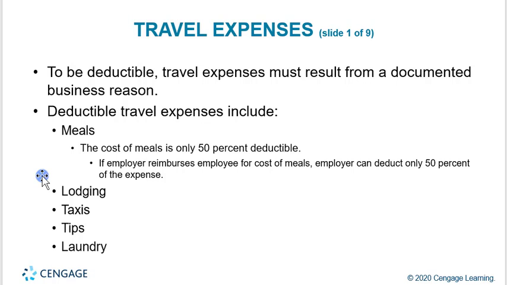And so to be deductible, travel expenses must result from a documented business reason. And so deductible travel expenses include meals. The cost of meals is only 50% deductible. If the employer reimburses the employee for the cost of meals, the employer can deduct the 50% of the expense instead of the employee. Also, lodging, taxis, tips, and laundry.